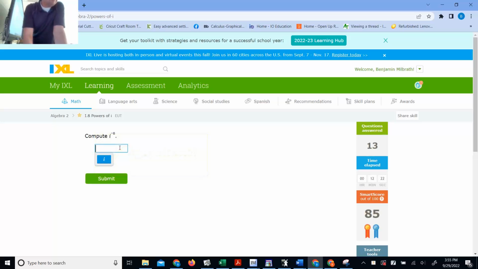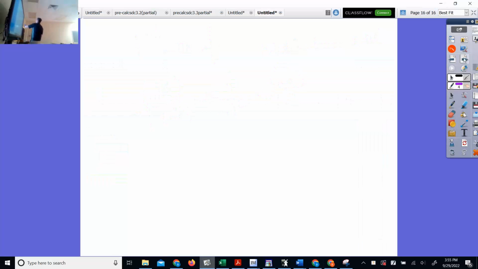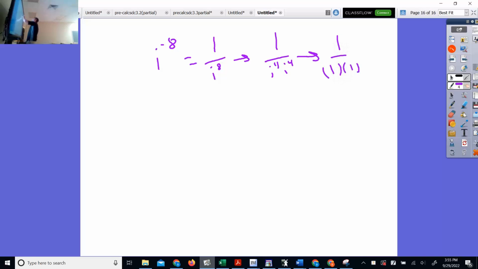I to the negative 8th. What does that do? It should be 1. I to the negative 8th is 1 over I to the 8th, which can be thought of as 1 over I to the 4th, I to the 4th. Every time you see an I to the 4th, you get a 1. So 1 over 1, or just 1.